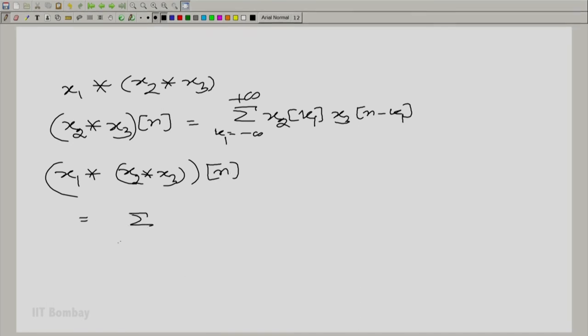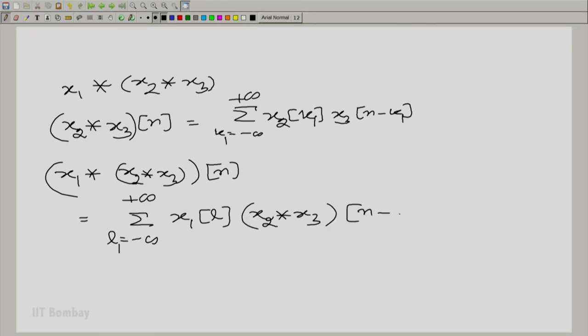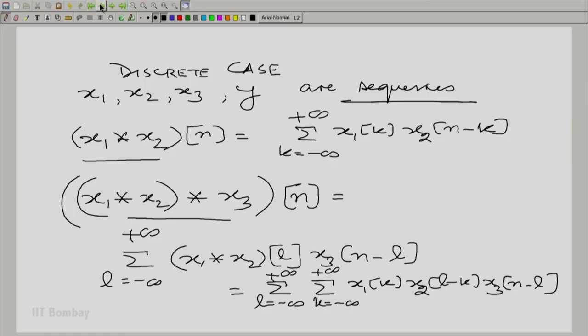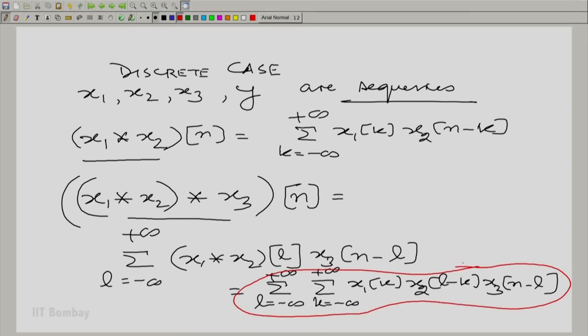Now, what we want to do is to calculate x1 convolved with this result at the point n. And that is going to be equal to summation l going from minus to plus infinity, or if you like, L1 going from minus to plus infinity, x1 L1, x2 convolved with x3 evaluated at n minus L1. And we can expand this. This is what we have. Now, we need to make a correspondence of variables and then decide upon an appropriate transformation. So, let us go back to the previous expression that we had. Look at this expression here. You see, what you had here was this expression finally, and you need to bring a correspondence with this expression here.